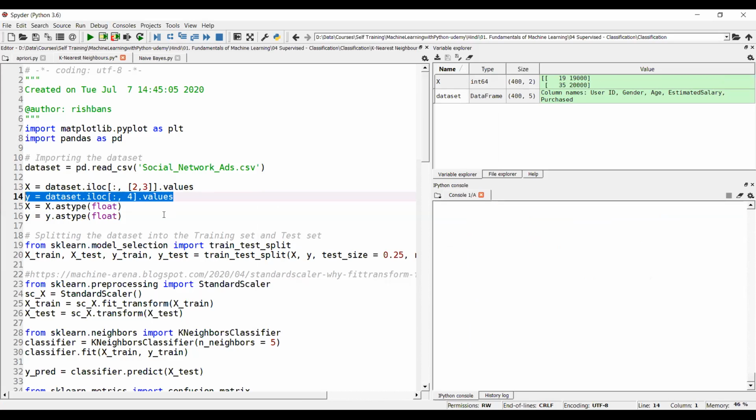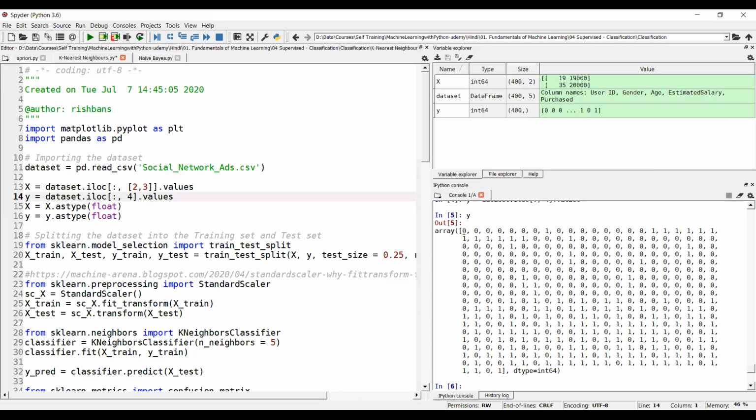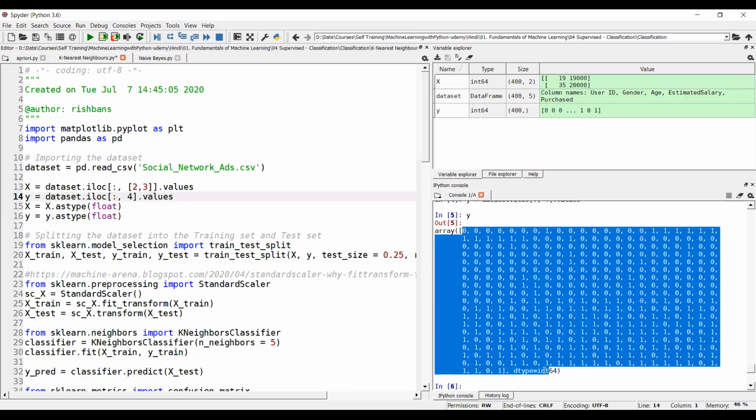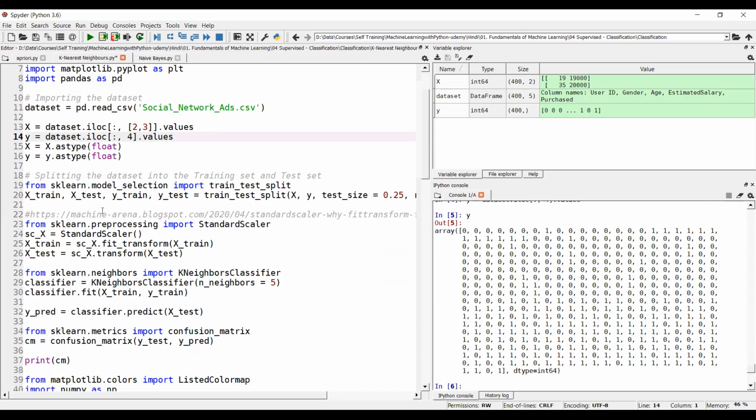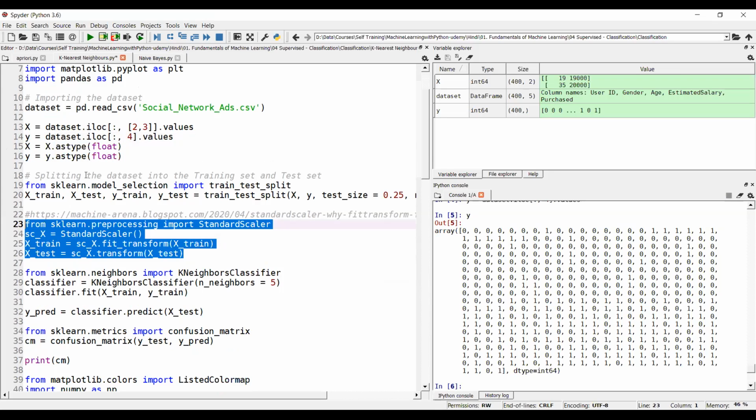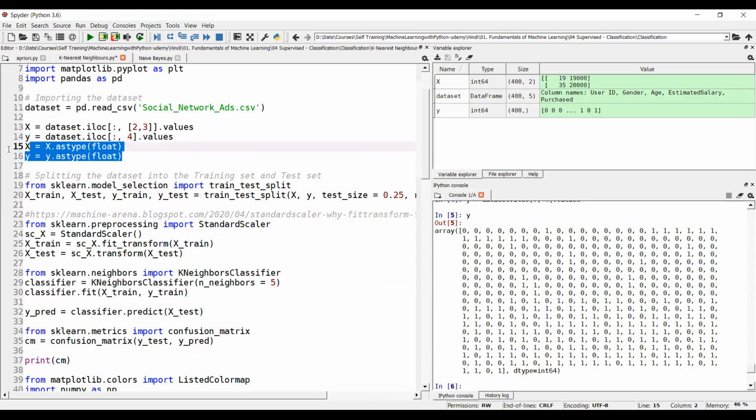Now in y we are going to import our dependent variable, the one which you are going to predict. So we got y as well. If you see, y is a list. Now convert these into float. Otherwise, what will happen when you do scaling? It will give an error. So that's why we convert these integer values into float.